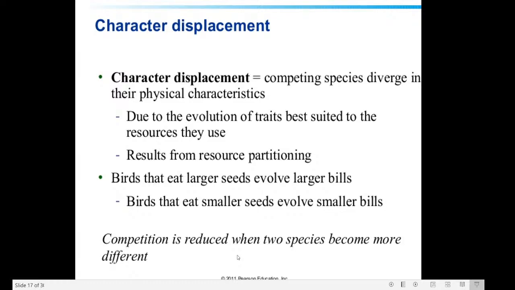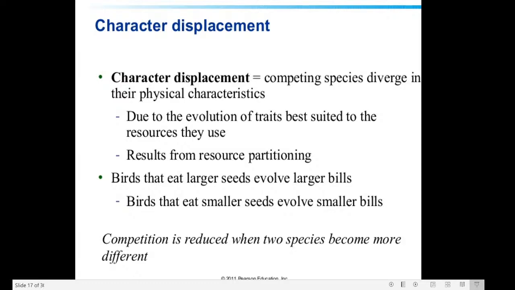Then the next important thing is character displacement. How does character displacement happen? Character displacement happens with competition. When there is competition between two species, their characters are changed. Their characters change because the competition is reduced when the two species become more different.